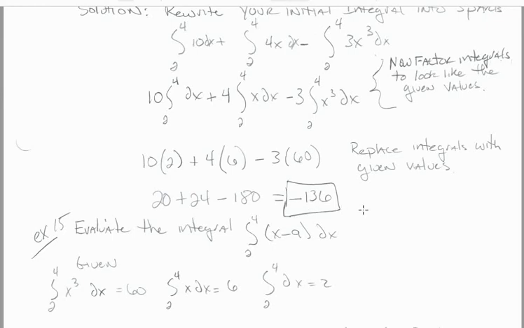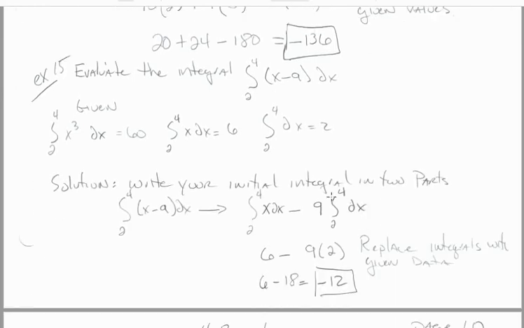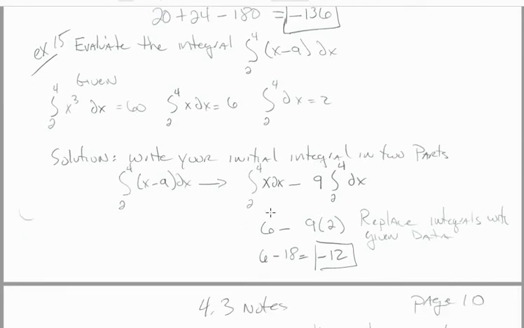So we got negative 136 on this one. Let's do one more here. We got example 15. We're going to evaluate the integral from 2 to 4 of x minus 9 dx. We have the same exact given values as before, so I'm not going to retrace through those. But what do we need to do?